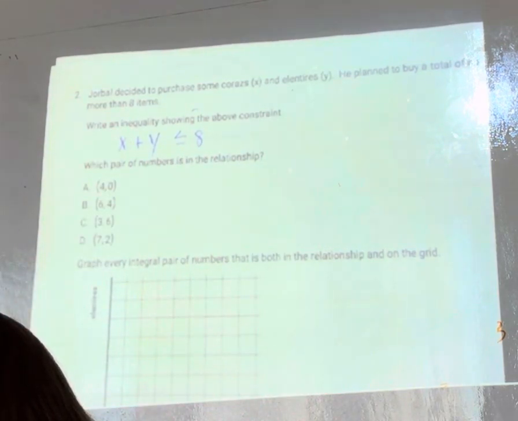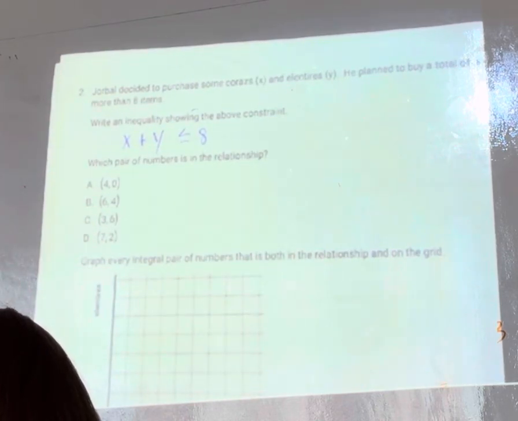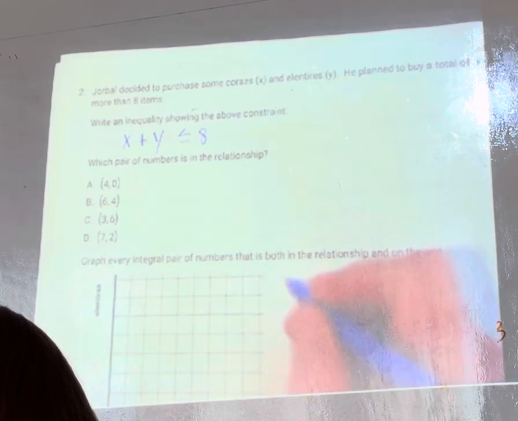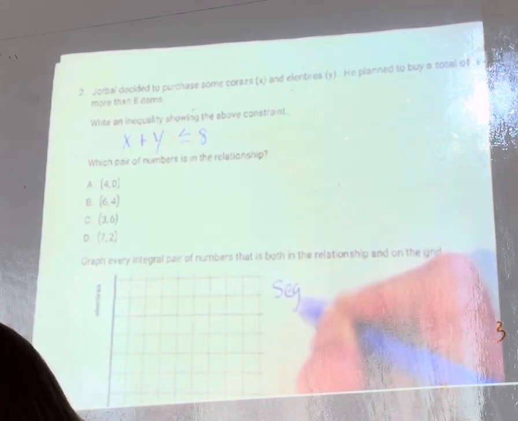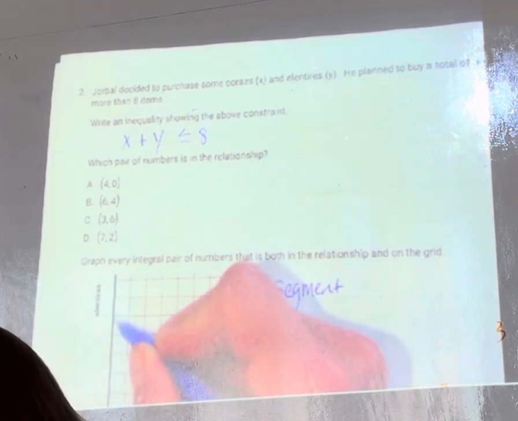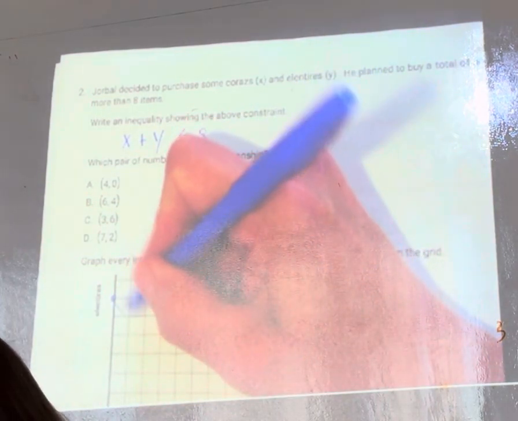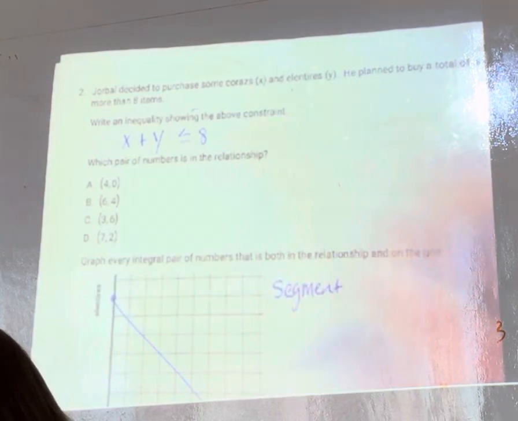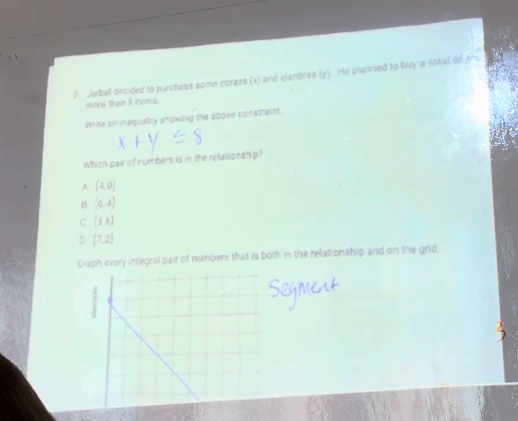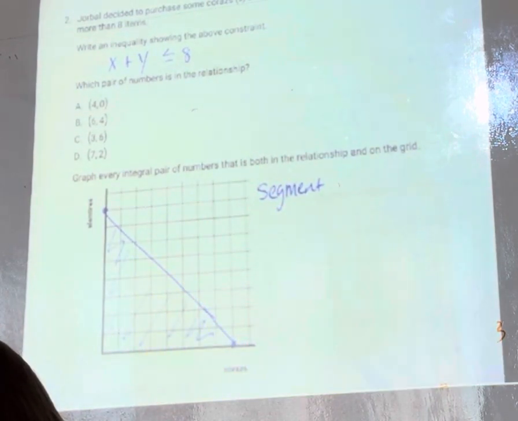So our intercepts, I like to graph it before I answer part 2. So our intercepts are going to be 8 and 8. So this is not a ray, but a segment. So 1, 2, 3, 4, 5, 6, 7, 8, and 8. And so if I put in the origin, 0, 0, is 0 less than 8? Yes. So shade towards it.